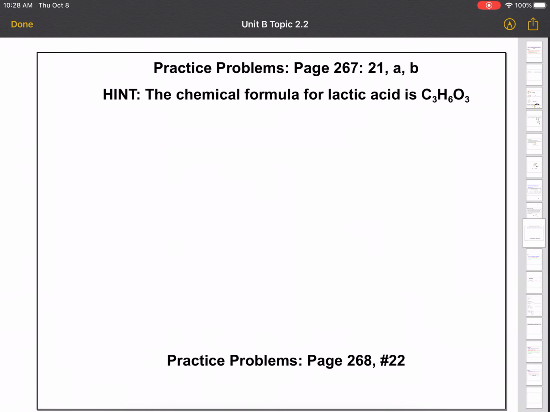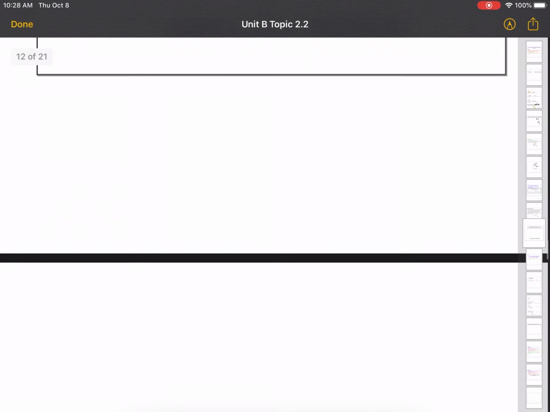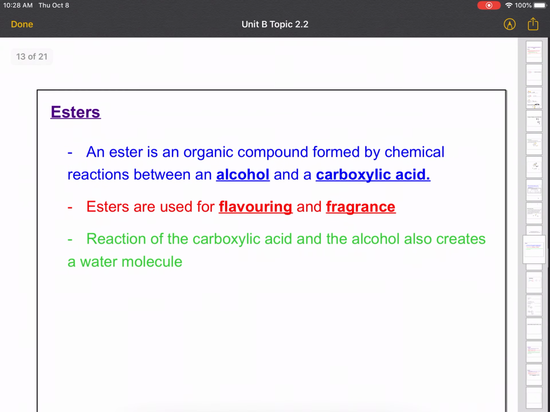So there are some practice problems on page 267 of your textbook. It should be up there on the classroom page. And I would like you to do number 21, A and B. And then there's also practice problem number 22. So there's some space there for you to do that, all right?